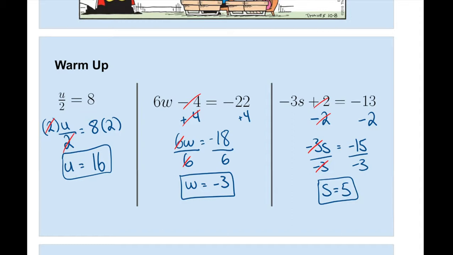And again, you're starting to see, hopefully, the same steps over and over again, or the same kind of process. With the two-step equations, we're either adding or subtracting a constant first, and then we're generally dividing by a value after.